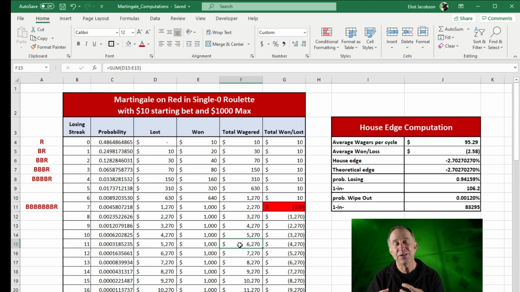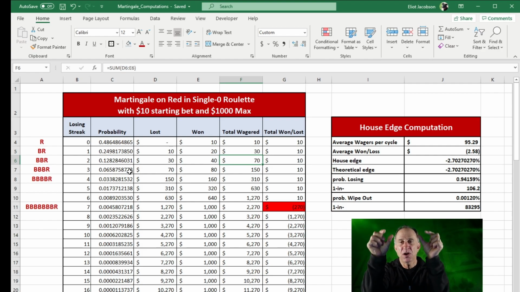So the way we actually figure out our average wagers is by doing what's called a sum product. We multiply these two numbers together, and then we add that result to what we get when we multiply these two. We add that to what we get when we multiply these two. And this sum product idea, where you have two columns of numbers and you simply multiply, and then add the results of those multiplications down the entire column, is a very standard way in probability theory of coming up with a weighted average of a bunch of numbers.